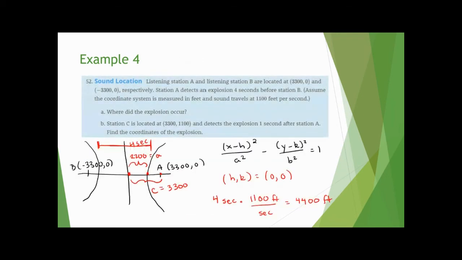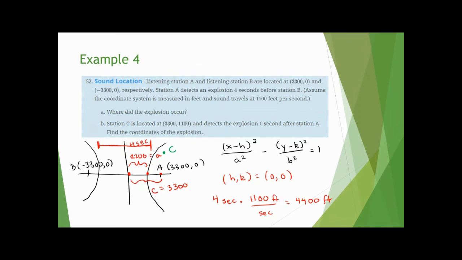Now, this particular problem also gives us more information. For part B, it says station C is located at 3300, 1100. So that's going to be somewhere here. We'll call that station C. And it detects the explosion 1 second after station A. Find the coordinates of the explosion.